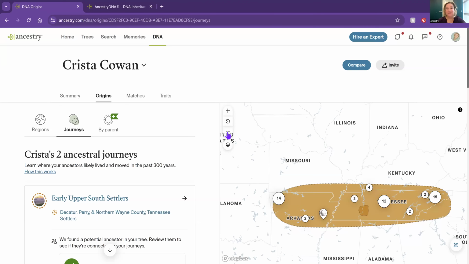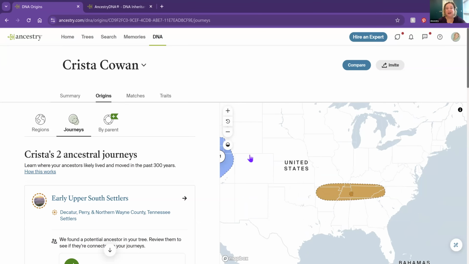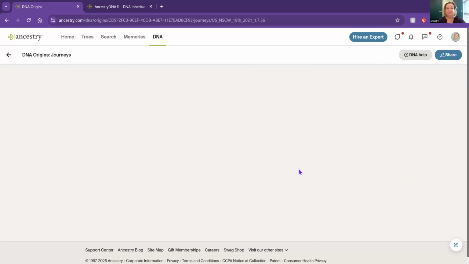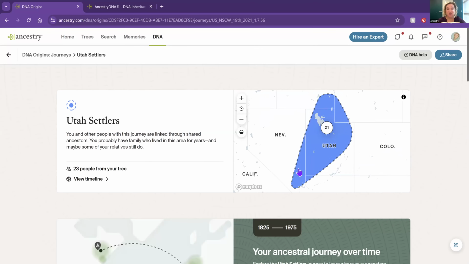this particular place. My other journey is what we call, let's zoom back in here and click on that, a Utah settler's journey. Now, my dad's mother was born in Twin Falls, Idaho, but both of her parents were born right here in Utah County, where I happen to be sitting at the moment. Her father was born in Lehi, which is where the Ancestry offices are. Her mother was born in Pleasant Grove, which is where I live. So again, super exciting to see that I have DNA matches that connect me to this place.